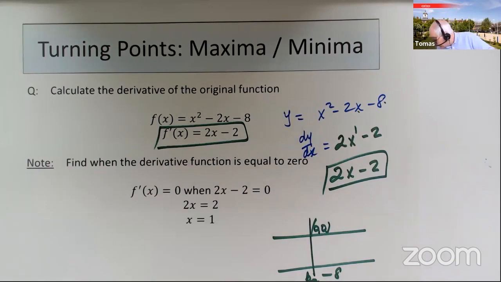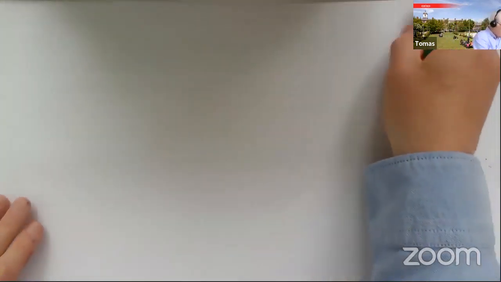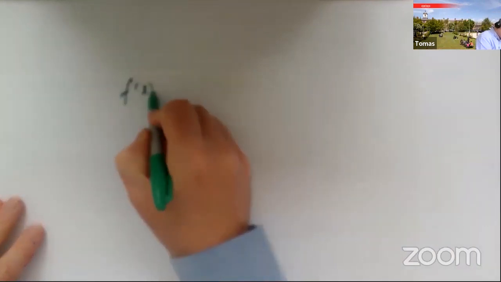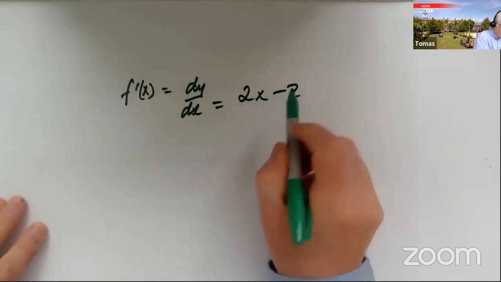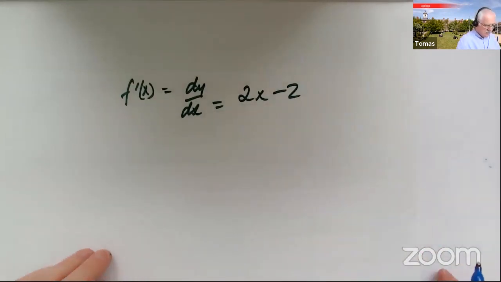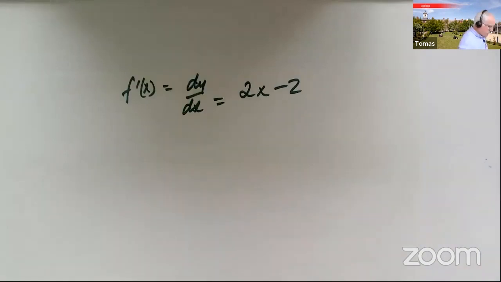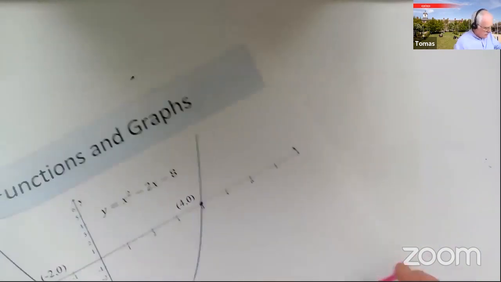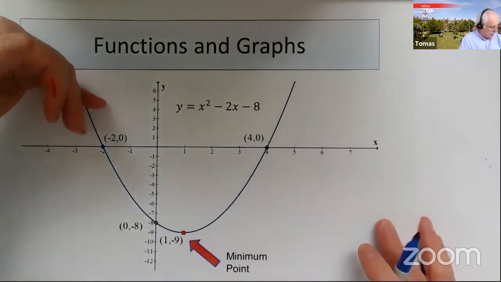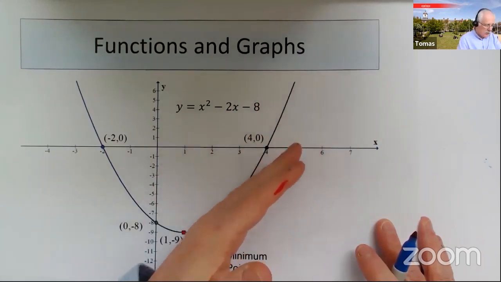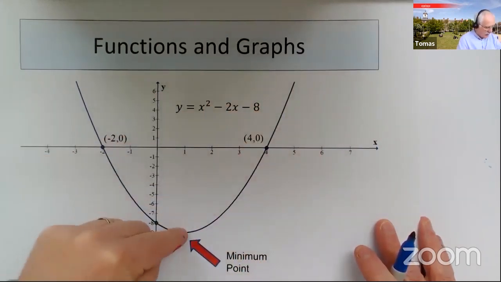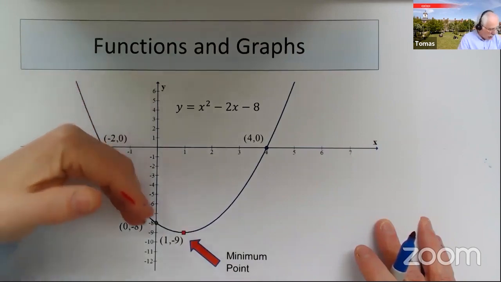So what does 2x minus 2 mean? Well, 2x minus 2 is dy dx, f dash x. Always, every single time the curve has a slope. It has a slope here, it's going down. A slope here, it's level. A slope here, it's going up. So the marble will fall back here, fall forward here, and stay here. So it always has a slope.